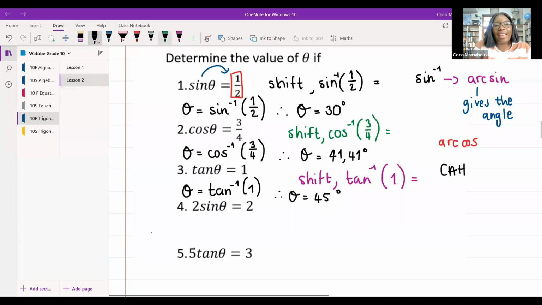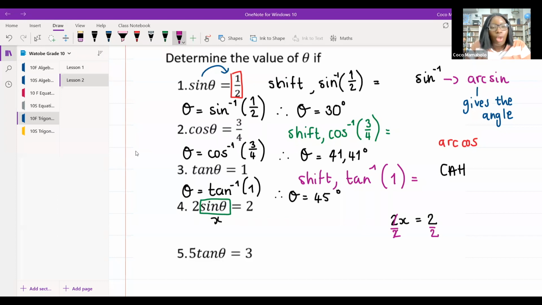All right, over here, guys. Let's say we've got 2 sine theta is equal to 2. Now, if I replace my sine theta over here with an x, I'm going to have 2x is equal to 2. How would I get rid of this 2 over here, guys? I know you guys know. Divide. That's it, Mawande. I would divide by 2 on both sides.